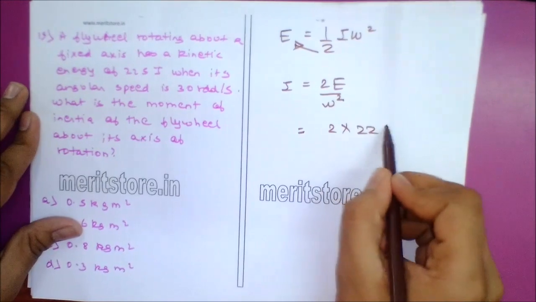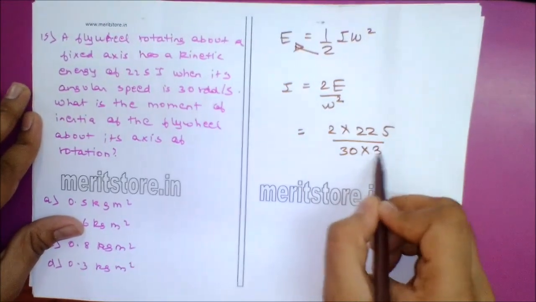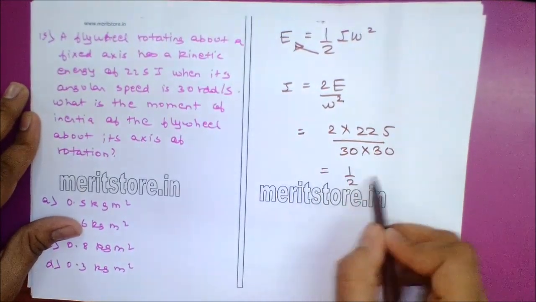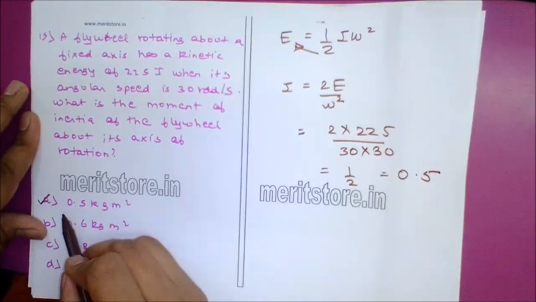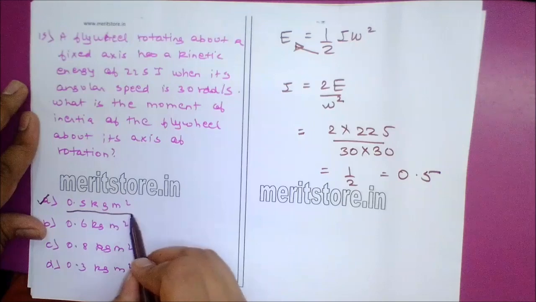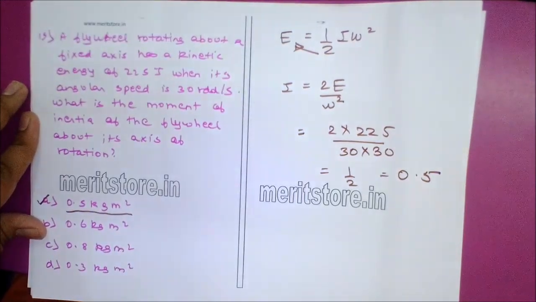2 into 225 upon 30 into 30, which on solving we get 1 by 2, which is equivalent to 0.5. So option A, 0.5, is the correct answer.